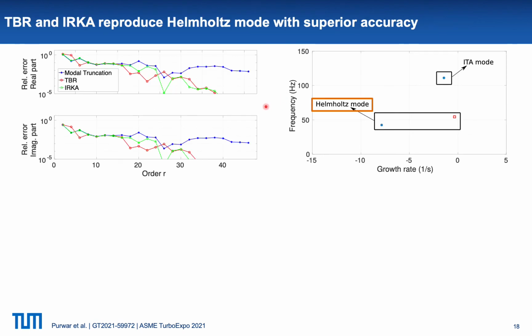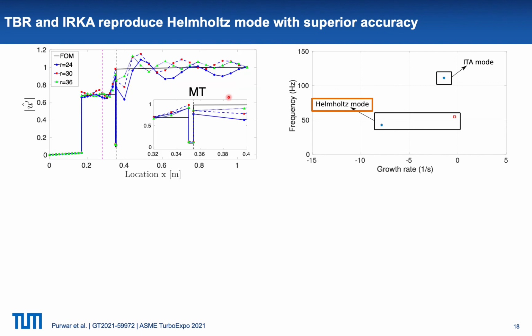Now let us see the Helmholtz mode. If we look at the relative errors in eigenvalues, the error in the real part from modal truncation saturates at 1% for order as high as 40. Whereas truncated balanced realization and IRKA continue to give smaller error as the order is increased. We can also compare the eigenmode shapes.